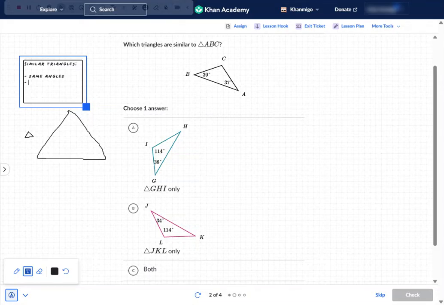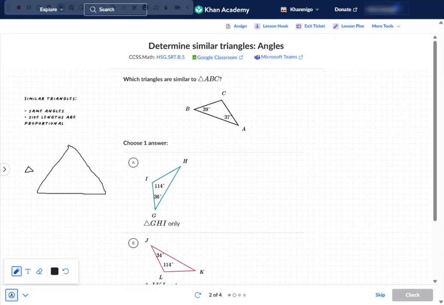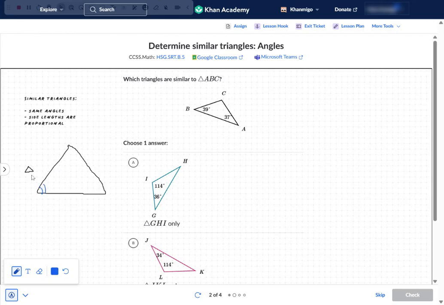And then because they have the same angles, their side lengths are proportional. They're going by the same ratio. So in this one, we're just focusing on the angles, determining if, based on their angles, the triangles are similar. So we would need to check and make sure that the angles match up. Okay, maybe I made that one way too small, but all the angles would be matching up.